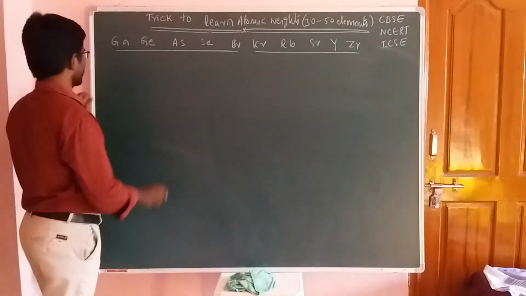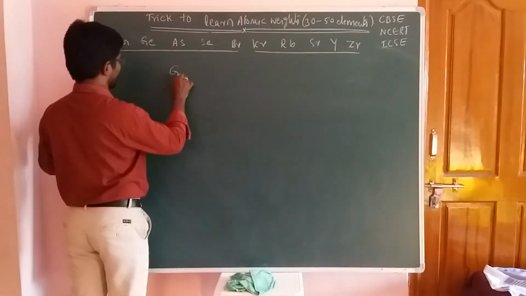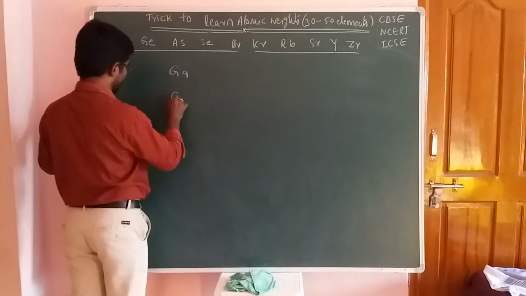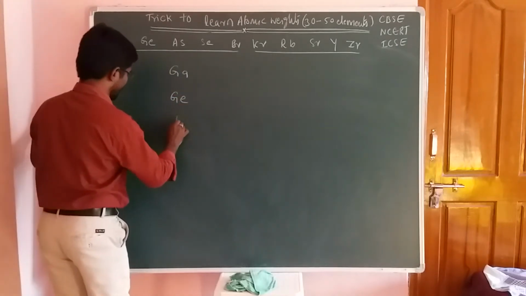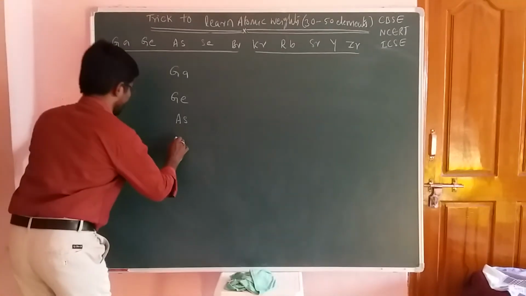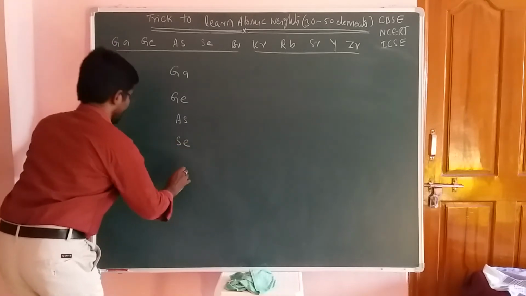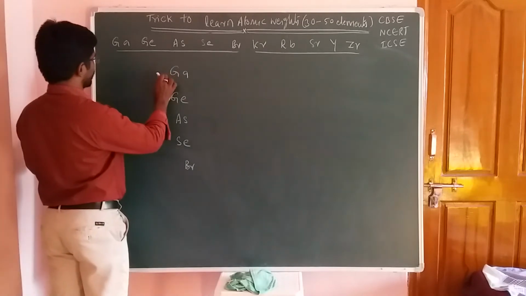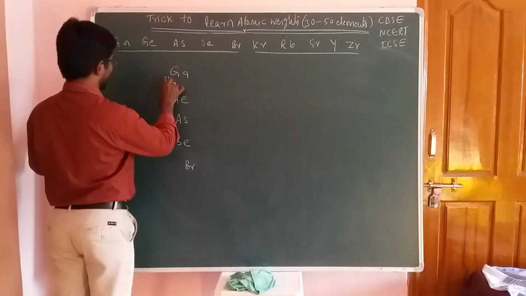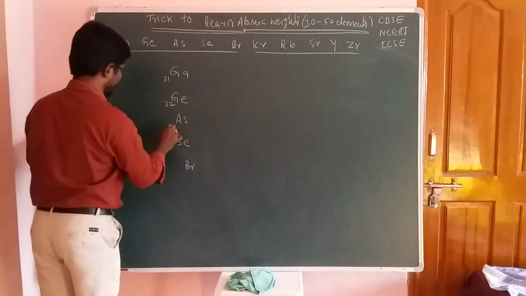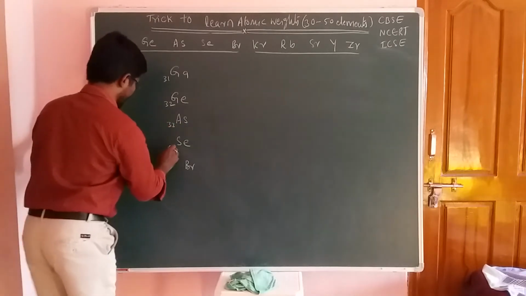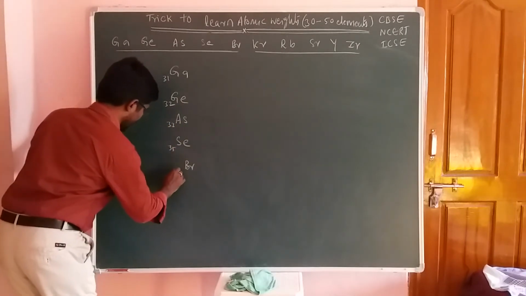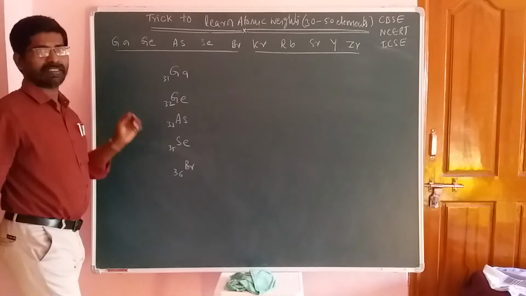Okay. Now first you should take the gallium element, and next is the germanium element, then the arsenic element, then selenium, and the next element is bromine. Now the gallium element has atomic number 31, then 32, then 33, and 35, and this one is 36.